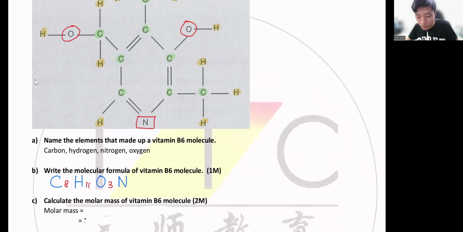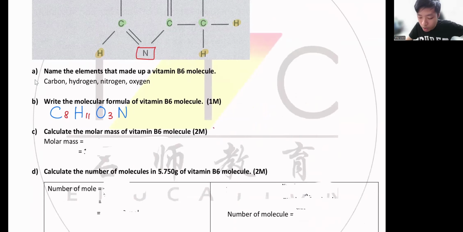Okay. Molar mass. So how? You calculate. I give you the relative atomic masses, normally they give them. So H is 1, C is 12, N is 14, O is 16. Calculate the molar mass for me.